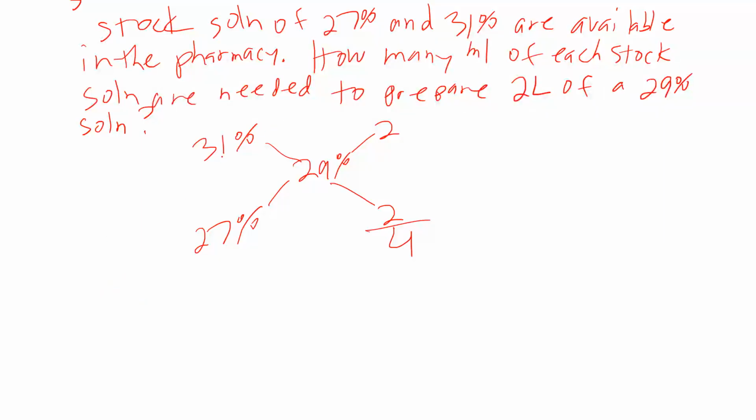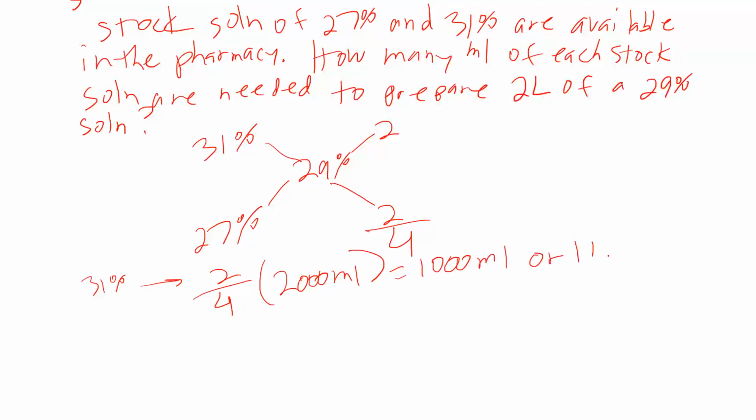Okay, so if we want to find out how much of 31% and how much of 27%, we just say, for 31%, we know that 2 parts over total parts times the final volume. So there's 2 liters. We know that 1 liter is 1,000 milliliters. So 2 liters is 2,000 milliliters. And the total would be 1,000 milliliters or 1 liter.